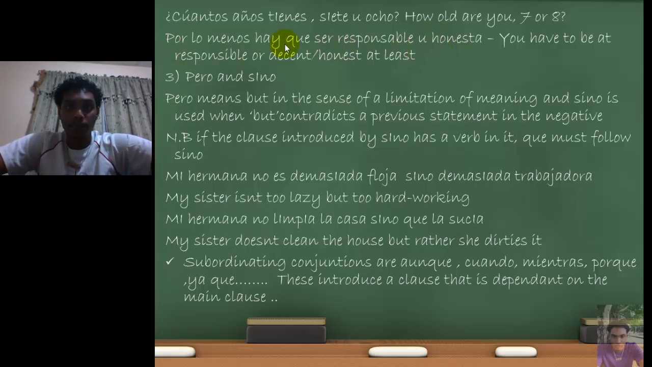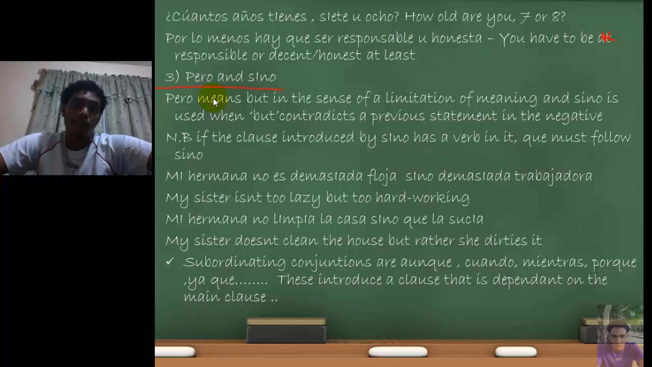I've used this example here. Hay que ser responsable o honesta. You have to be at least responsible or decent. I'm sorry, you can remove this "at." You have to be responsible and honest, right? Let's jump to pero and sino, right?